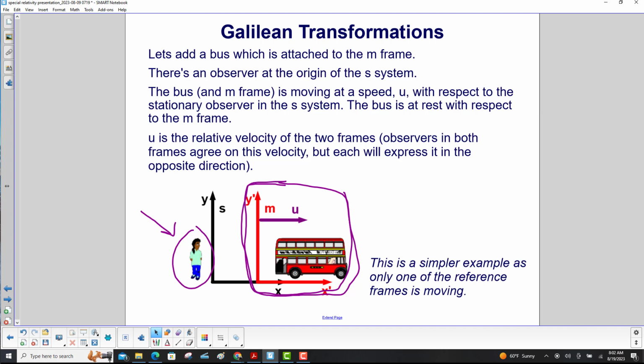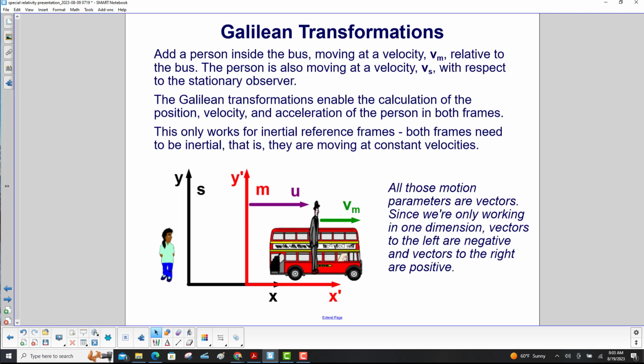The observers in both frames agree on this velocity, but each will express it in the opposite direction. This is a simpler example, as only one of the reference frames is moving. Okay, we're keeping this frame stationary and moving the M frame. One more thing now. We're going to add a person within the bus. And that person moves at a velocity v sub m relative to the bus, because this person is in the moving frame. The person is also moving at a velocity v sub s with respect to the stationary observer.